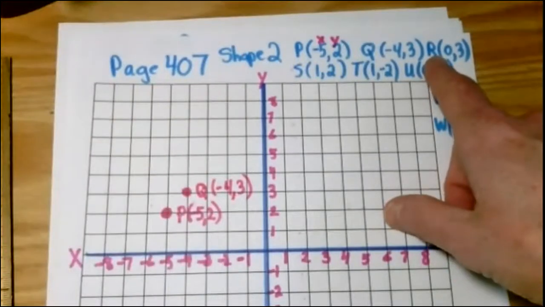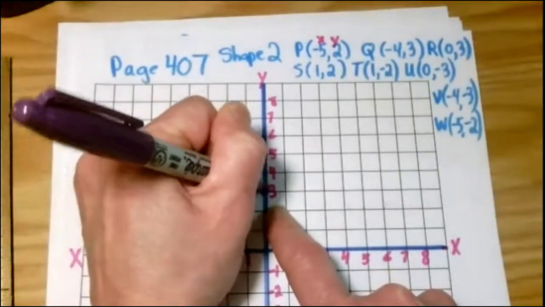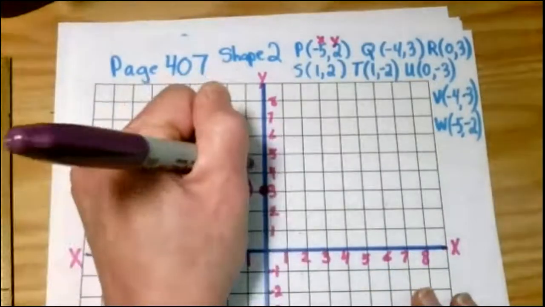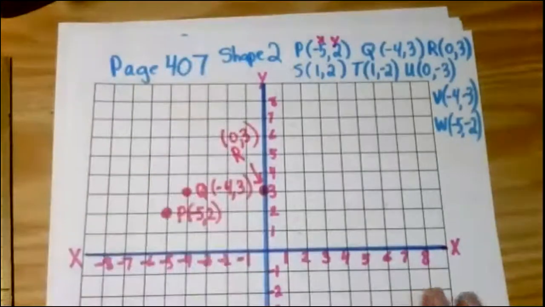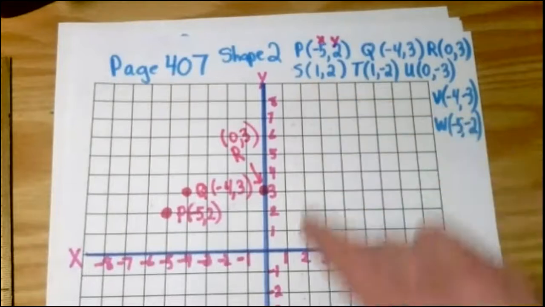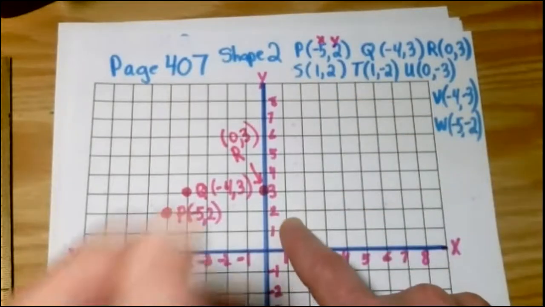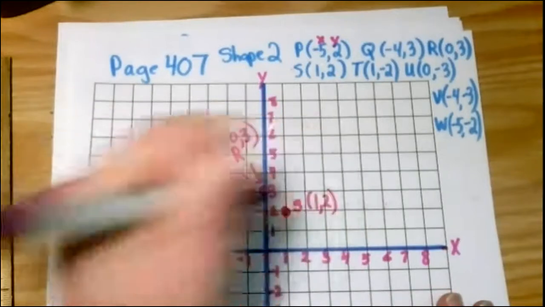And R, 0, 3. Well, where's 0? Right in the center. This is our crisscross spot. That's 0. 0 and then up to 3. So this is right on the y-axis. This is point R. I'll just put it over here. 0, 3. S is 1, 2. X is 1. Y is 2. This is point S. 1, 2.